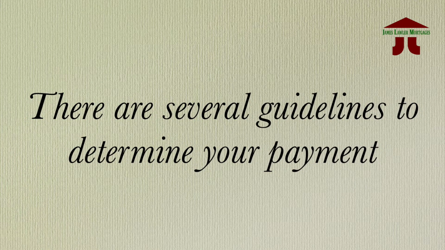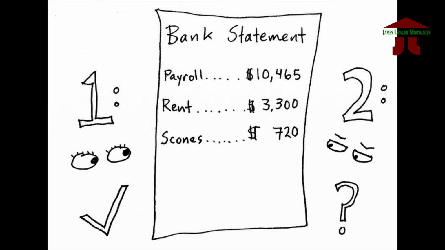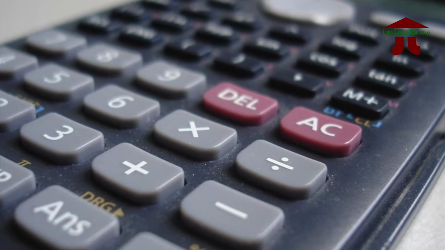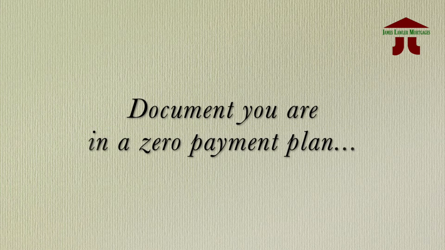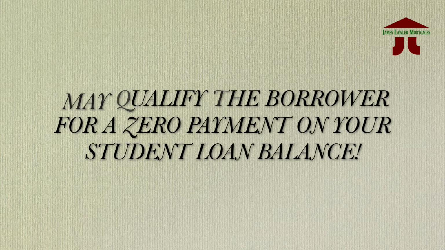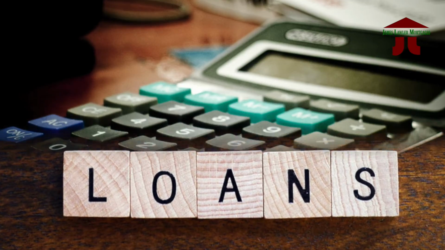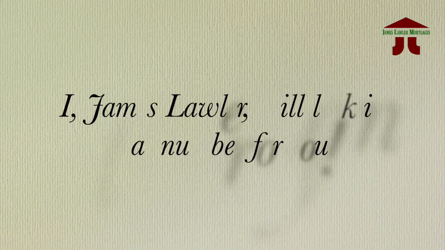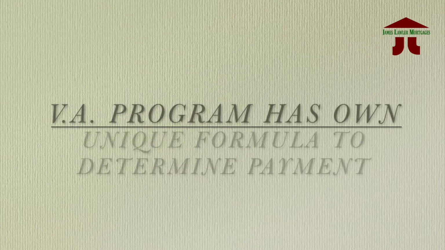Underwriters have several guidelines to determine the payment of the student loan balances. An underwriter may request a current statement. If no payment is reporting on credit, they might use the default calculation as determined by the program chosen, or in the case of a conventional Fannie Mae loan program, if you document you are in a zero payment plan, the underwriter may qualify the borrower with a zero payment on your student loan balance. Regardless of the way your student loan repayment plan is set up, the way your payment is calculated may not be the way the mortgage lender does it. I will get that number locked in based on the program you qualify for.